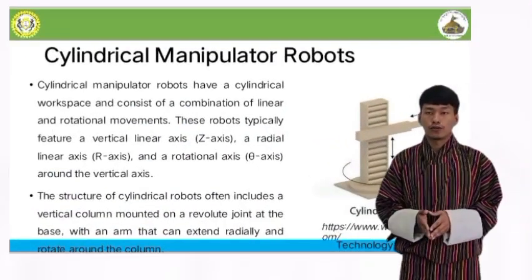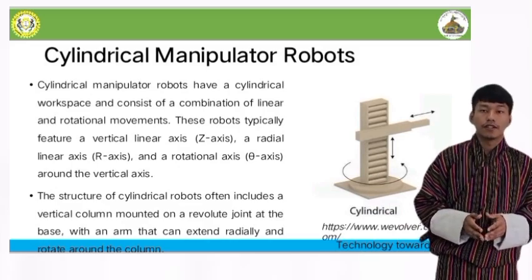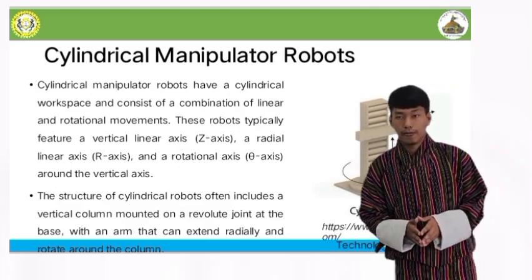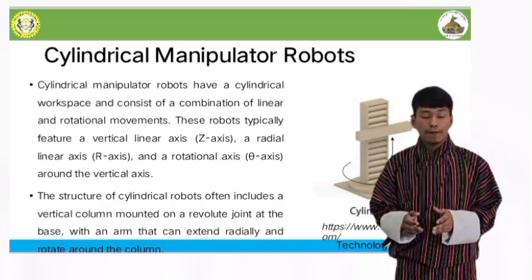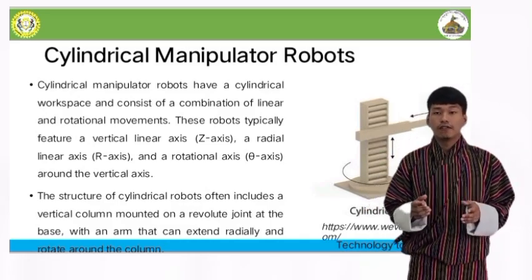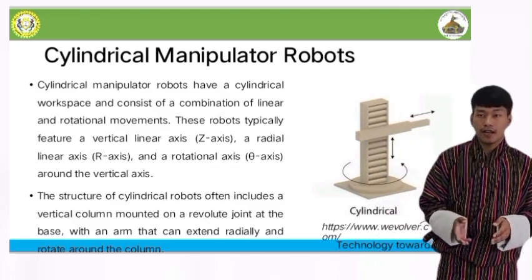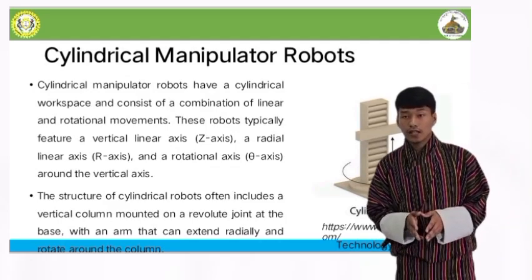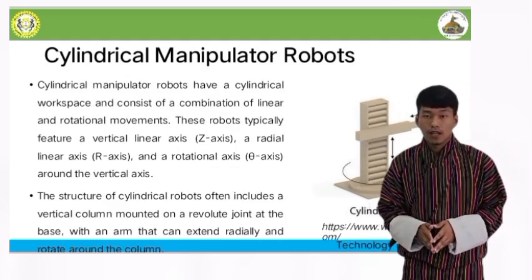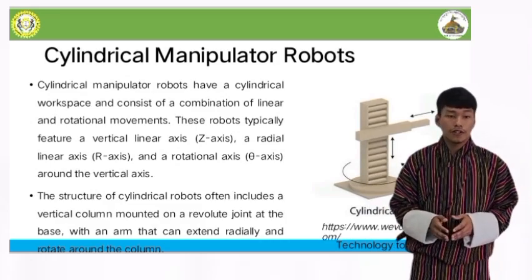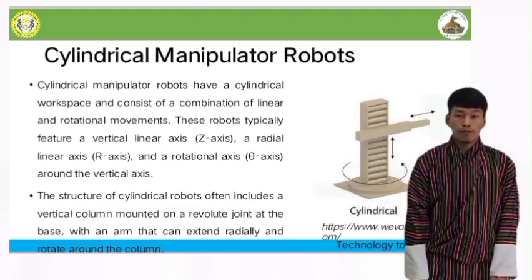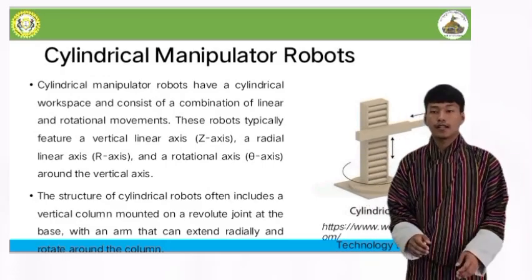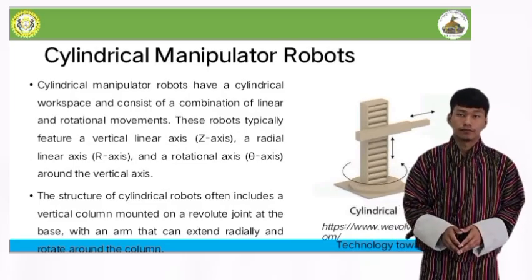Cylindrical manipulator robots. Cylindrical manipulator robots have a cylindrical workspace and consist of a combination of linear and rotational movement. These robots typically include a vertical linear axis, that is the Z-axis, a radial linear axis, the R-axis, and a rotational axis, the theta-axis, around the vertical axis. The structure of cylindrical robots often includes a vertical column mounted on a revolute joint at the base, with an arm that can extend radially around the column.